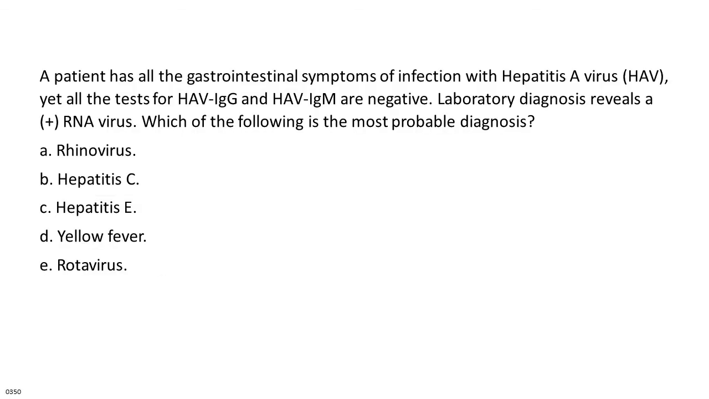A patient has all the gastrointestinal symptoms of infection with hepatitis A virus, HAV, yet all the tests for HAV-IgG and HAV-IgM are negative. Laboratory diagnosis reveals a positive-strand RNA virus. Which of the following is the most probable diagnosis? A. Rhinovirus. B. Hepatitis B. C. Hepatitis E. D. Yellow fever. E. Rotavirus.